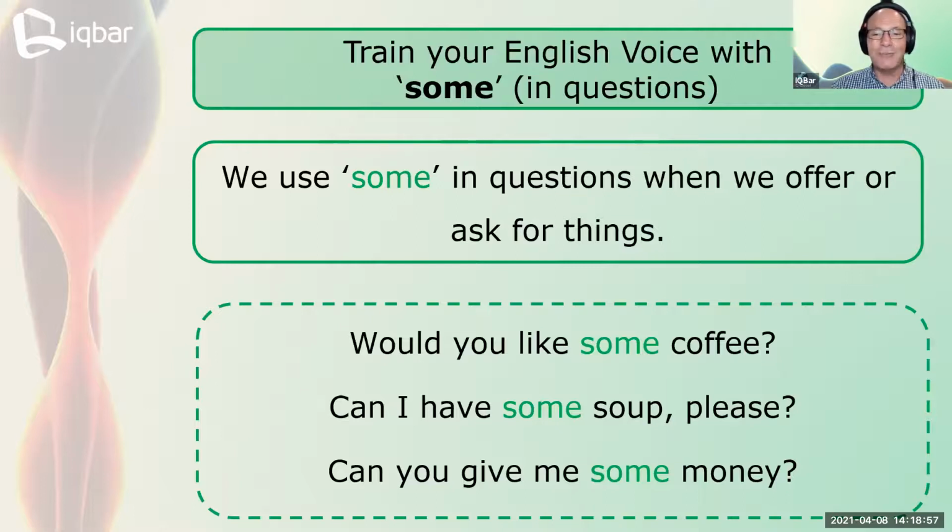And can you give me some money? This person is also asking for some money. Tammy, can you give me some money? I don't have any. Can you give me some chocolate? I always like chocolates. Well, unfortunately, I don't have any because I ate it all. I spent all my money. Good, and that's why we use the word some in offering or asking.